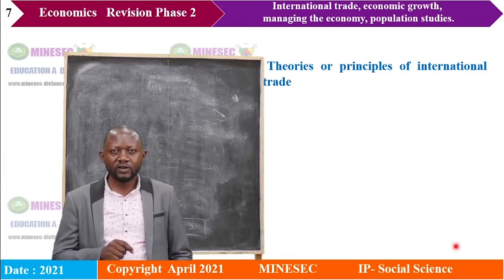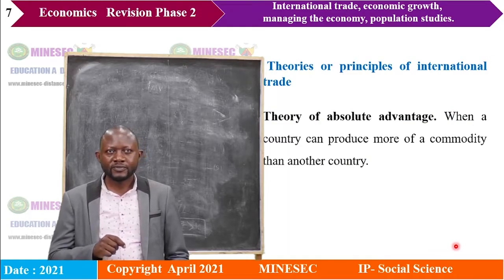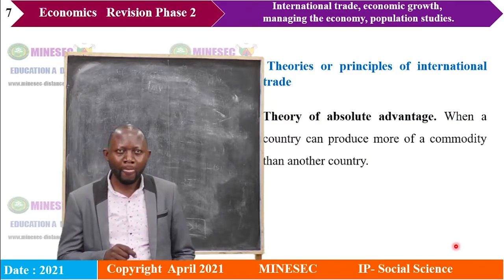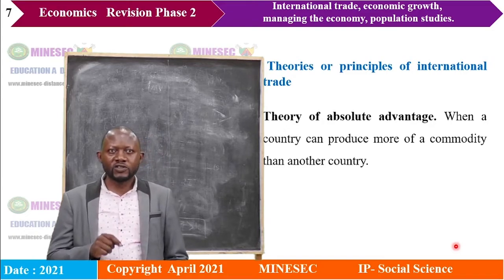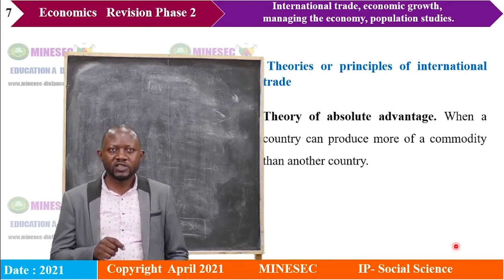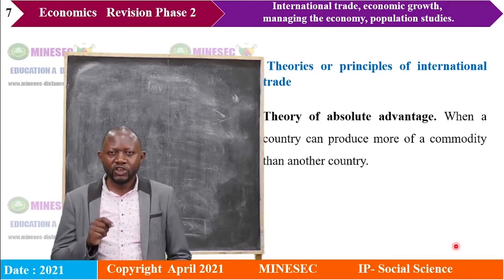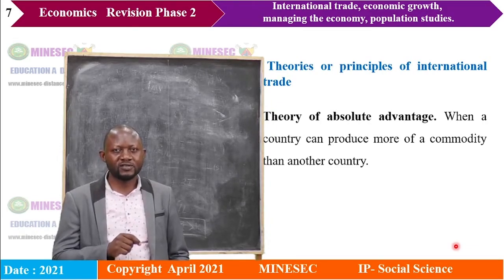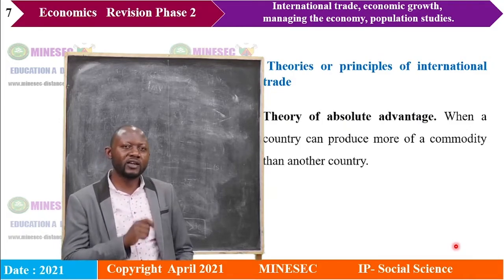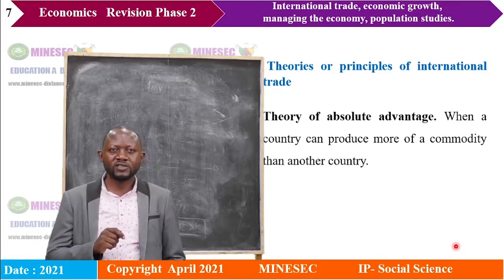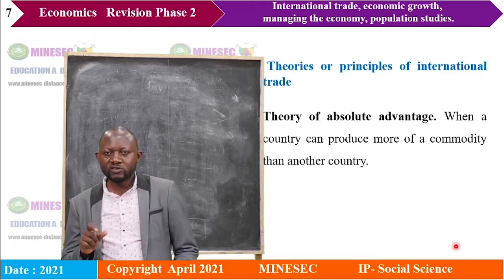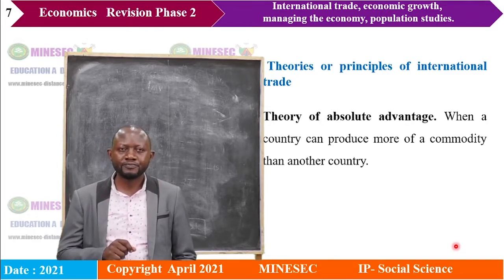Now let's start with the theory of absolute advantage that was brought forward by Adam Smith. Theory of absolute advantage is when a country can produce more of a commodity than another country using the same amount of resources. Meaning that a country is more efficient than the other country using the same amount of resources. In that case, that country is specialized in that commodity.